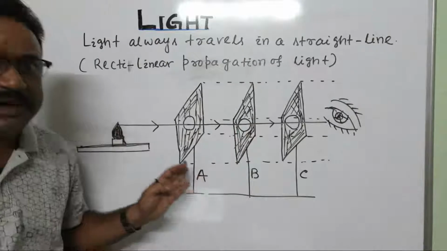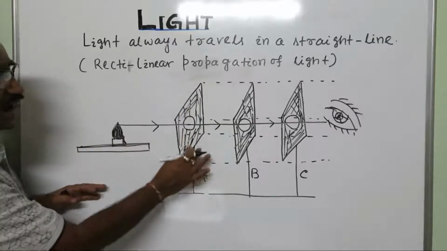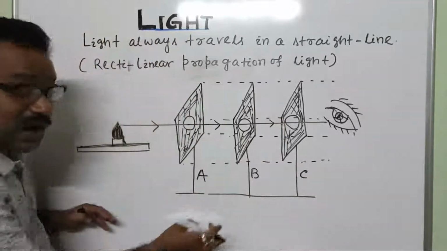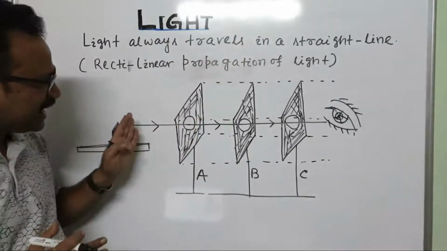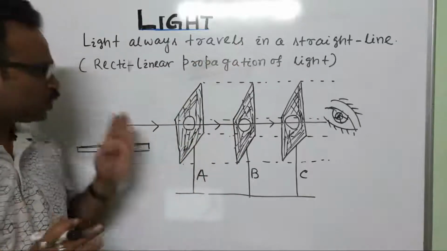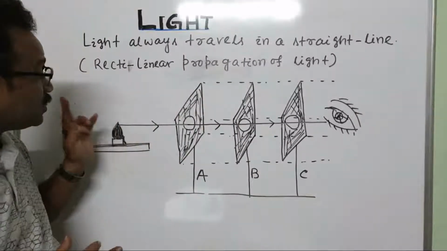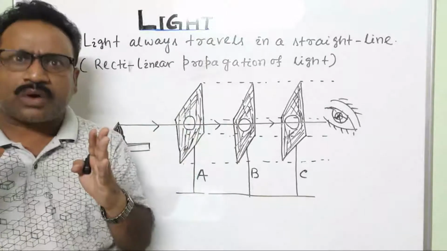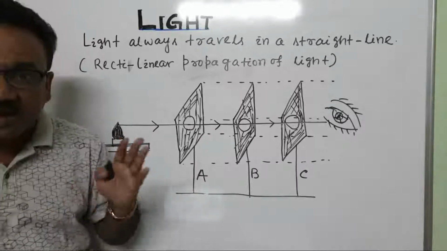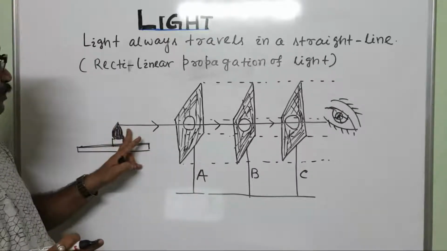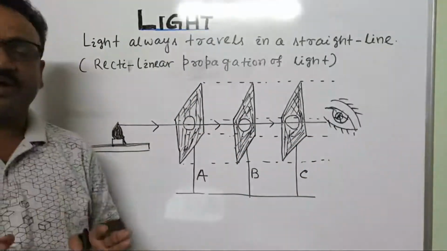So in this experiment, we will replace the cardboard. Any one of the cardboards will be displaced, either A or B or C, and then the light cannot pass through and we cannot see the light. But the condition is that when the holes of the cardboards are in a straight line, in the same plane, only then can light pass from the candle and reach our eye, and we are able to see the light of the candle.